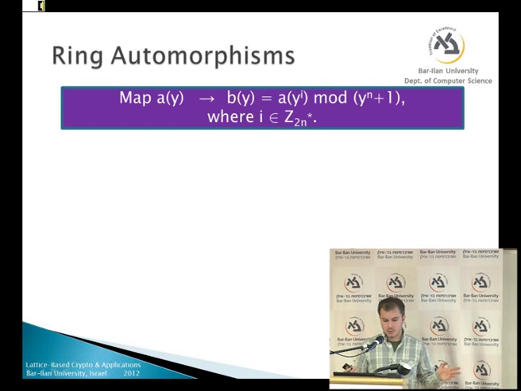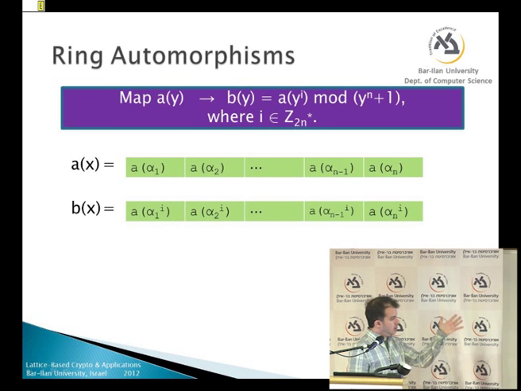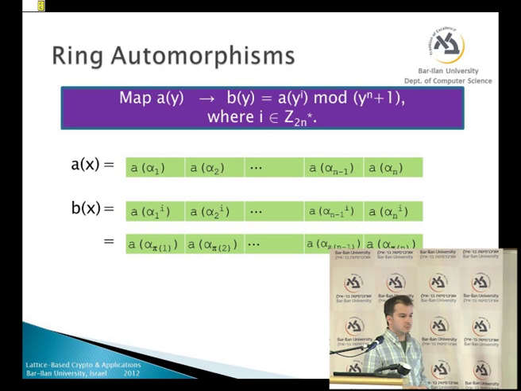Okay, why does that work? You have A, it has some evaluations, and now what I'm doing with this new polynomial B is just the original polynomial A evaluated at alpha to the i. But these alphas are nth roots of unity, right? So when I exponentiate by i, I'm just permuting them. They remain nth roots of unity when I exponentiate them. So it's the same A, evaluated at permuted alphas.